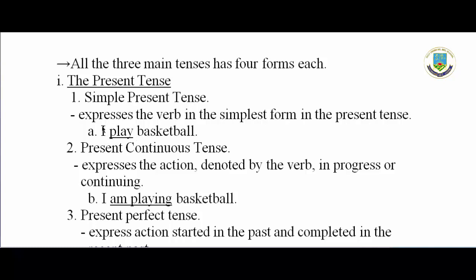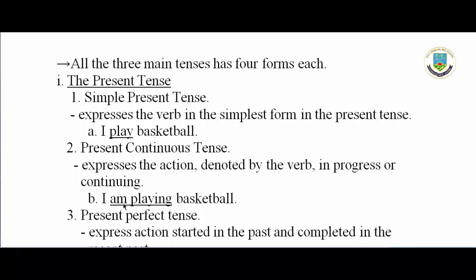So the sentence, I play basketball, is said to be in the simple present tense because the verb indicates simple present tense. The next form of the present tense is the present continuous tense. This expresses the action denoted by the verb in progress or continuing. Example, I am playing basketball. The action of playing is continuing, and the suffix ing indicates continuous or progressive. Am, the be form of verb am, indicates present.